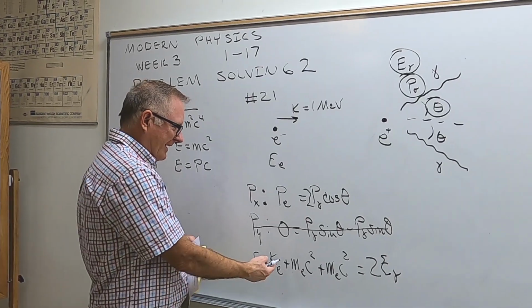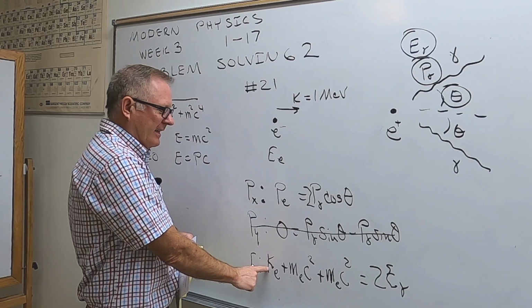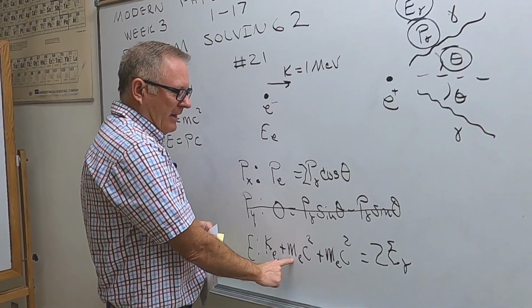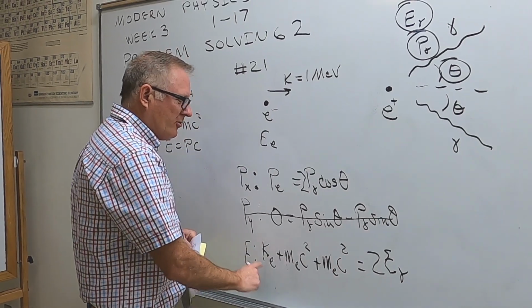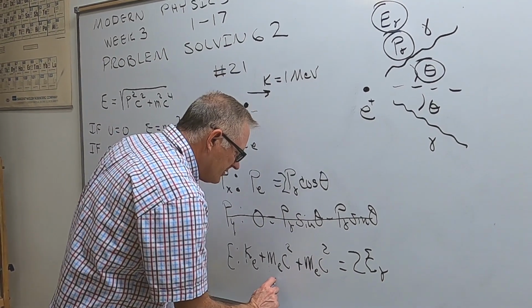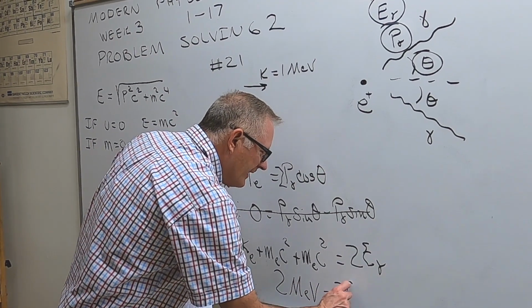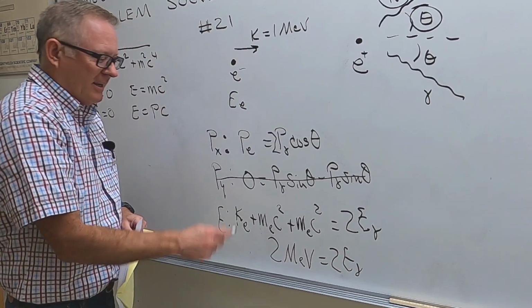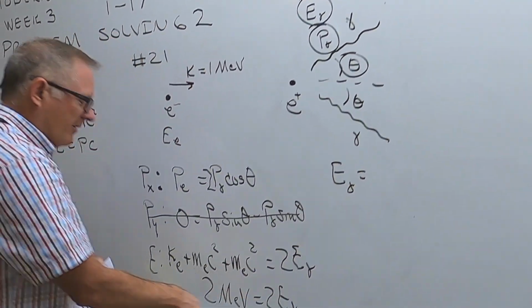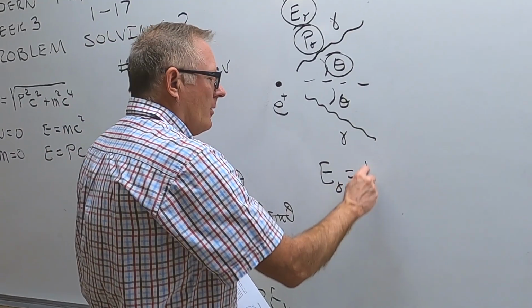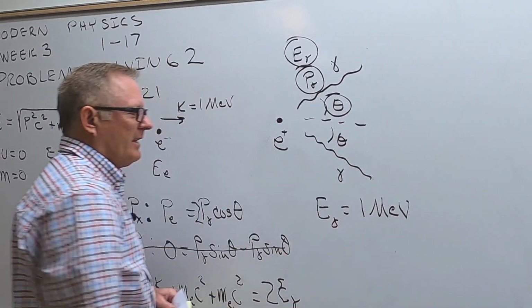Well, it looks like we can get E gamma from right here, because we know the kinetic is 1 MeV, that's a half an MeV, that's a half an MeV. So all this is just 2 MeV equals 2 E gamma. So each one of those E gammas, just divide by 2, was 1 MeV. So this is a 1 MeV gamma, that's a 1 MeV gamma.